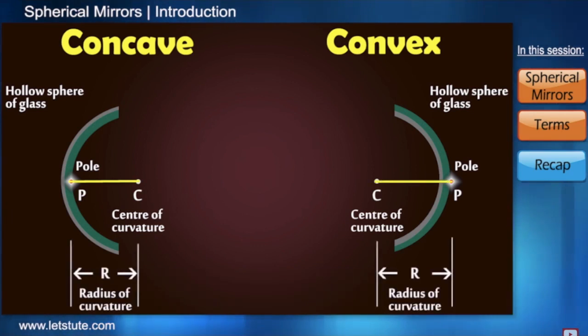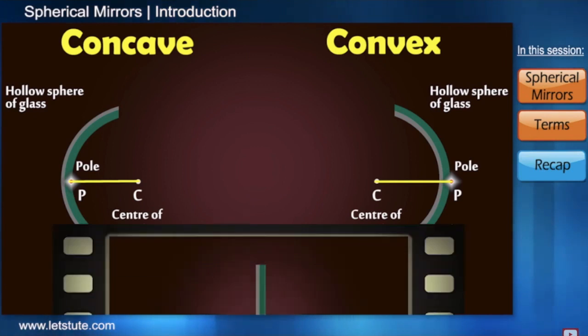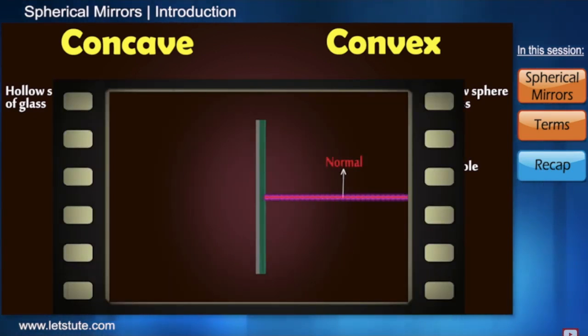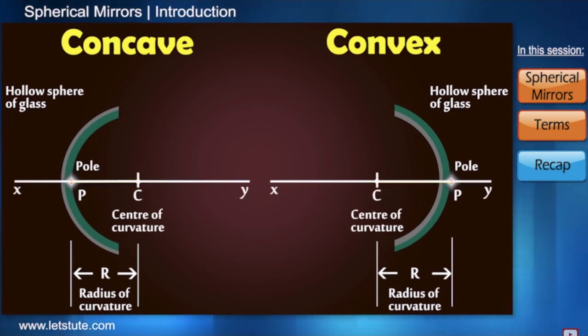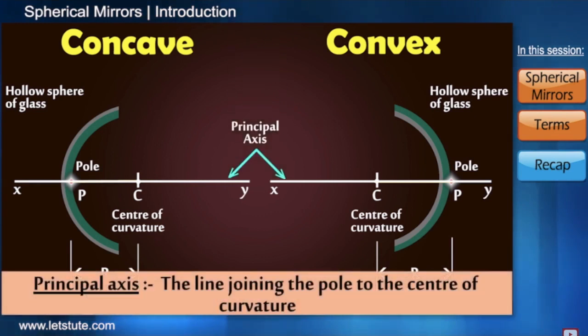Beyond this point, we have to use a little imagination. It's not difficult at all. Let's take it one step at a time. Just like how we had a normal earlier for reference purposes, let's now again have a line that passes through C and P, which sort of bisects the whole mirror curve. This line is called the principal axis.